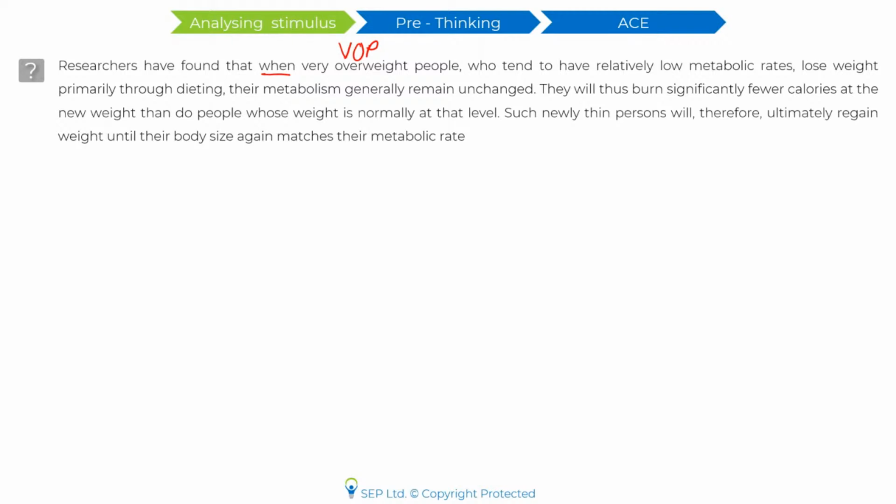When very overweight people, let's give that a term, VOP, who tend to have relatively low metabolic rates. When we say relatively, relative to whom? Relative to people who are not very overweight. So these people always in general have low metabolic rates. So when the very overweight people lose weight, look at this, lose is a verb here, primarily through dieting, so we're not talking about losing weight through any other method, their metabolism generally remains unchanged.